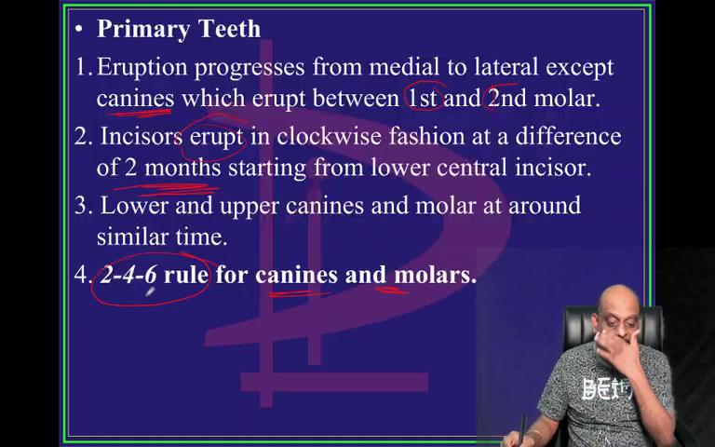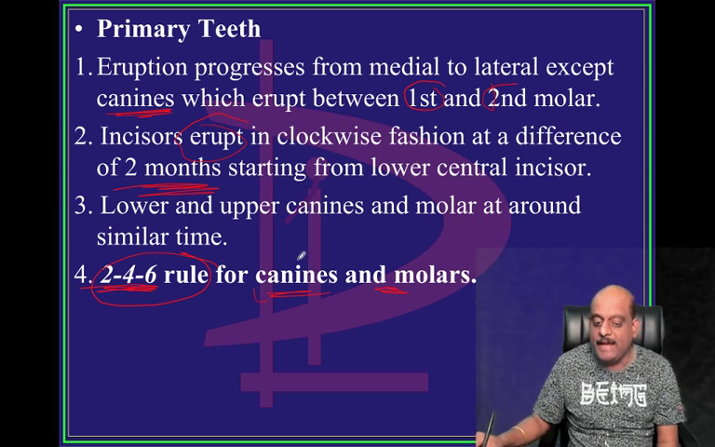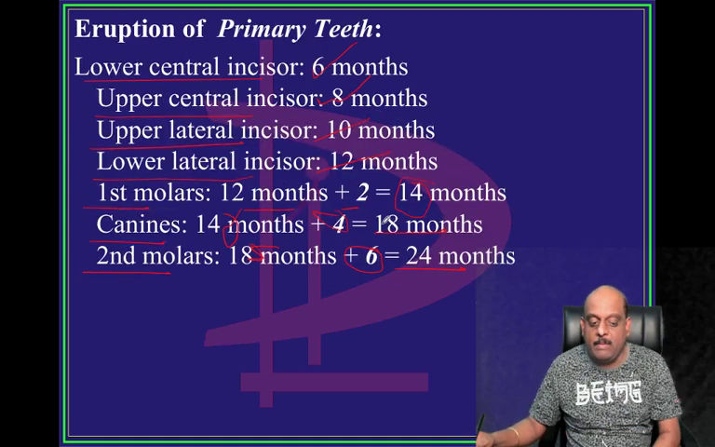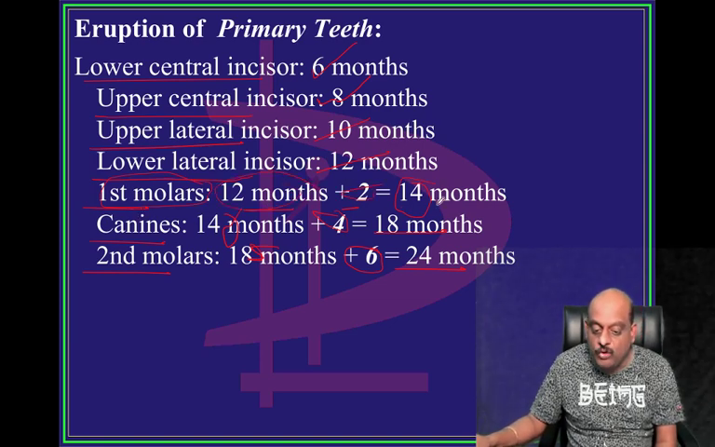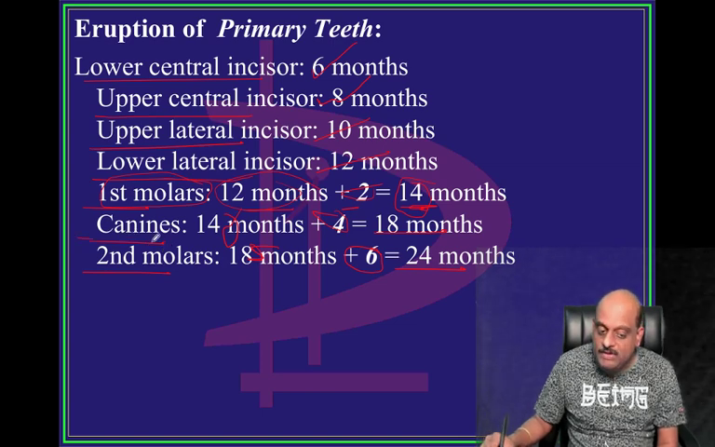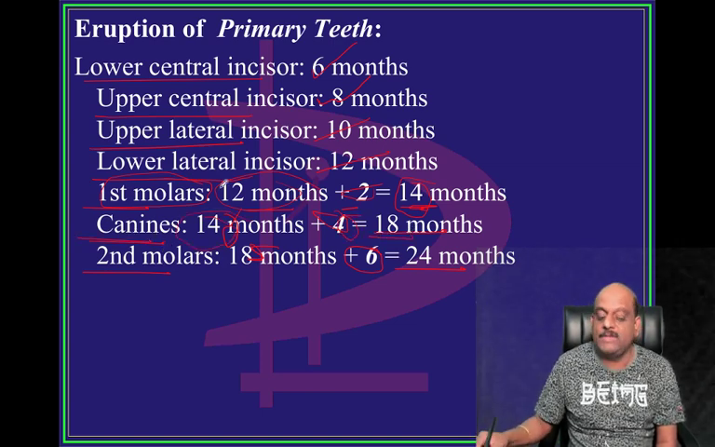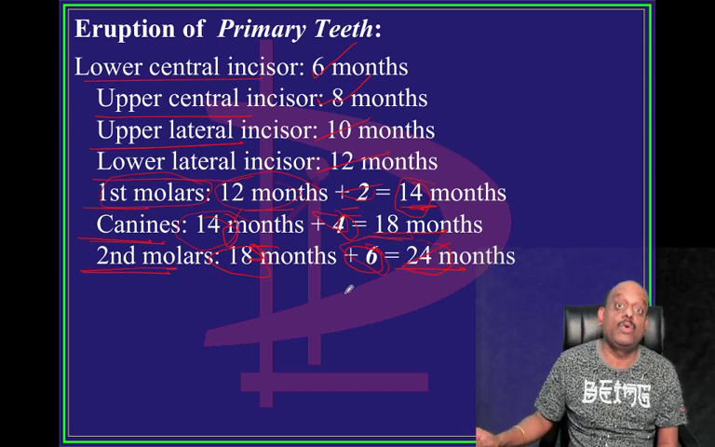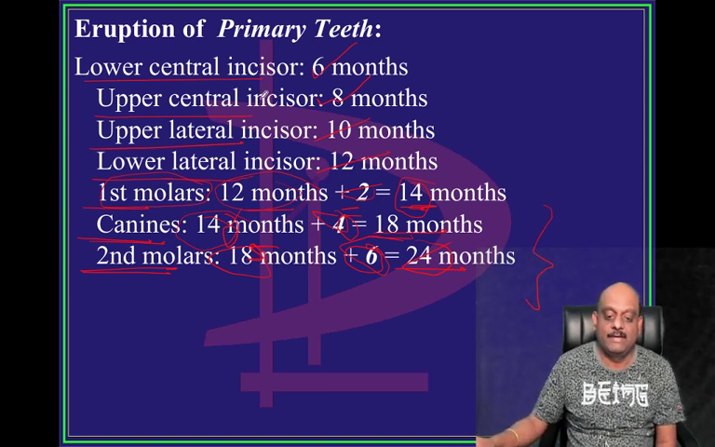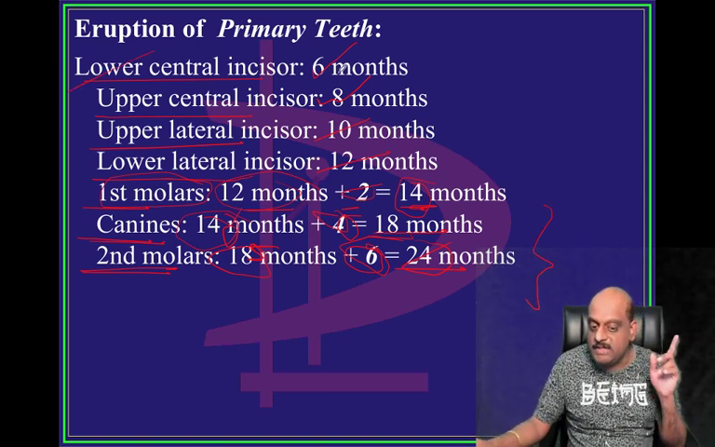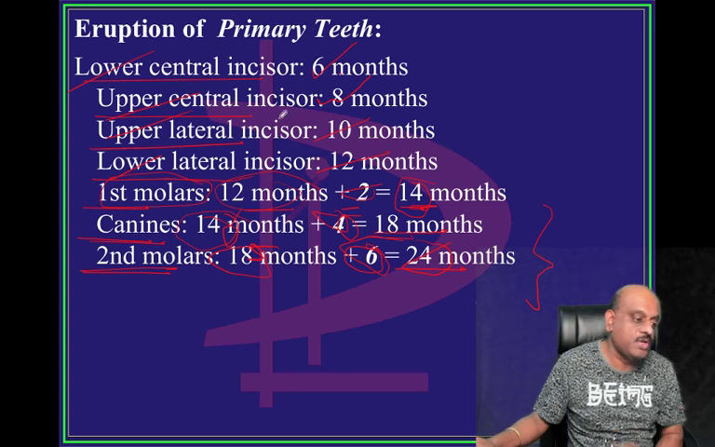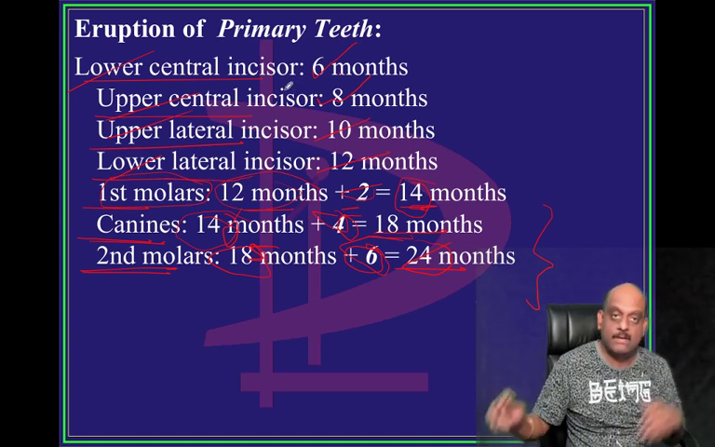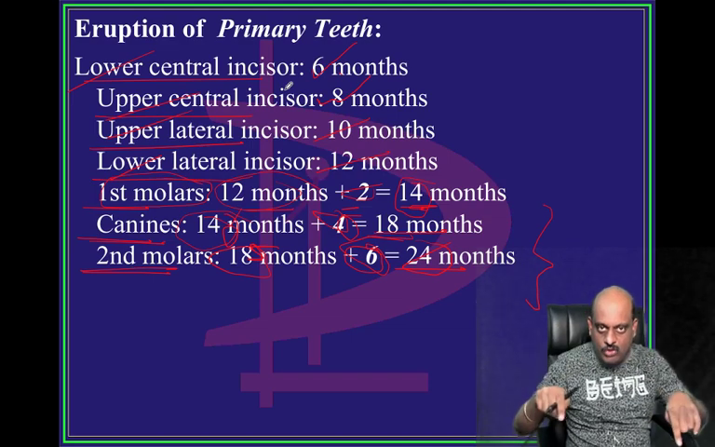Then the 2-4-6 rule for canines and molars. That is another way to remember. First molars 12 months plus 2, 14th month they will arise. Canines 14 months plus 4, 18 months they arise. Second molars 18 months plus 6, 24 months they arise. So lower central incisor 6 months, upper central incisor 8 months, upper lateral incisor 10 months, lower lateral incisor 12 months. Everybody clear? Did you take a photo?